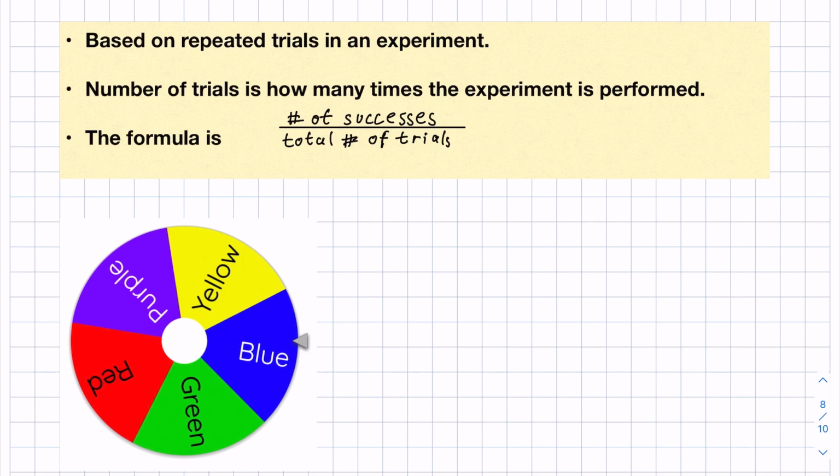Let's try an example. Let's say we have this spinner over here, and each section of the spinner has the same area. That means it's equally likely to land on any of these sections, blue, yellow, purple, etc. And let's say we spin the spinner 50 times. For how many colors is the experimental probability the same as the theoretical probability?